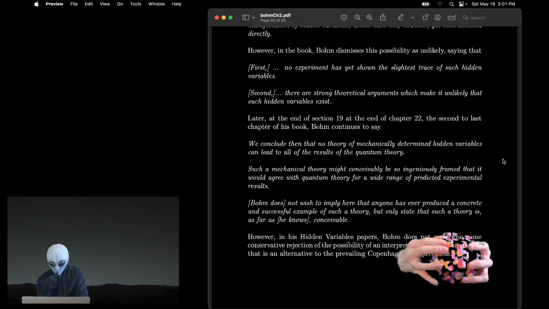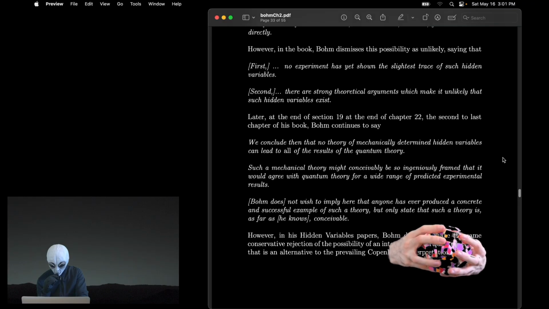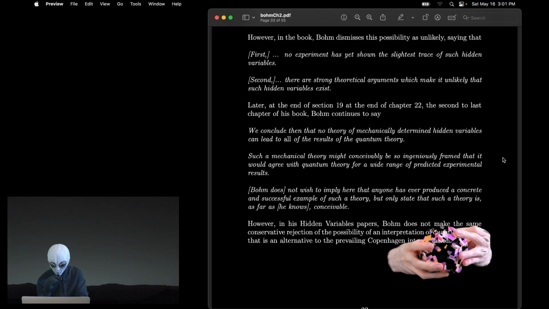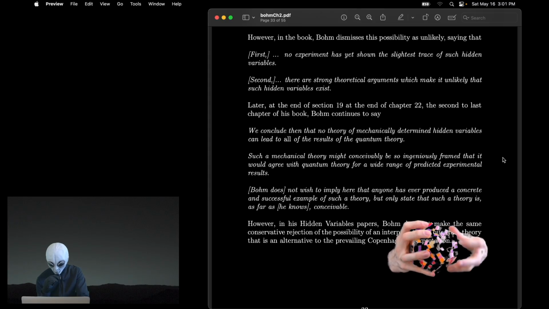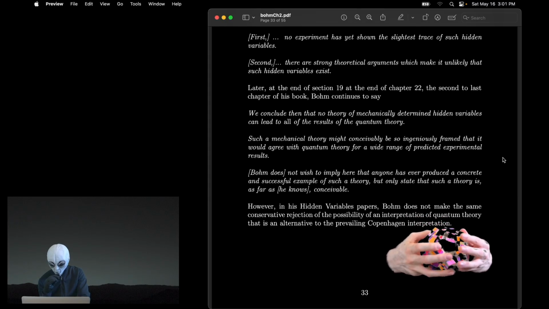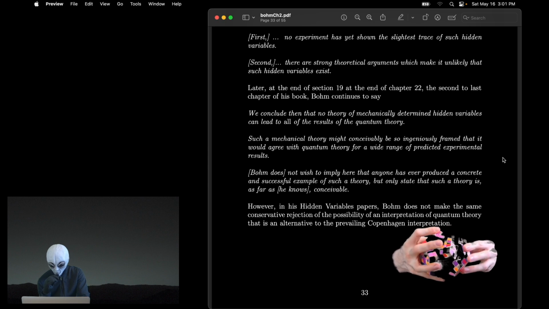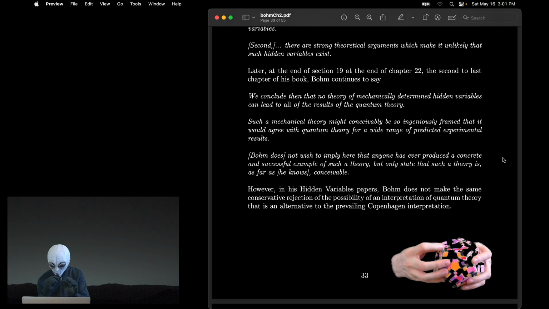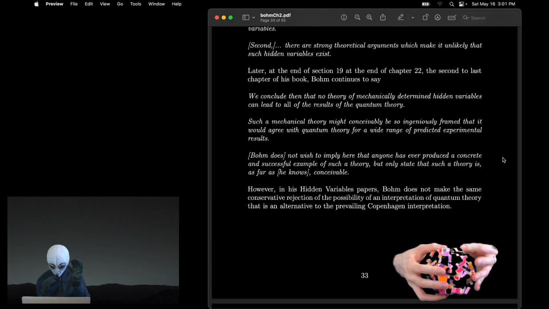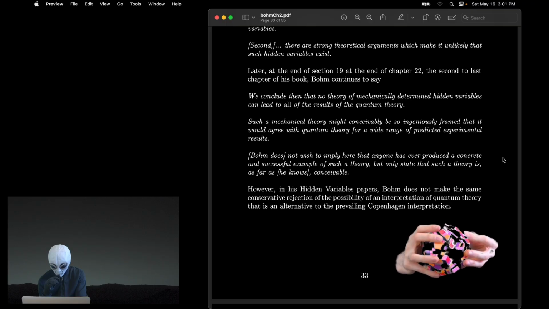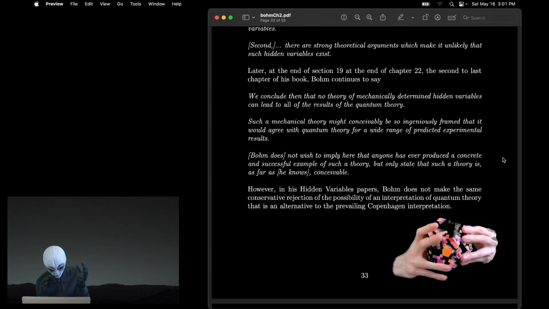Later, at the end of Section 19, at the end of Chapter 22, the second to last chapter of this book, Bohm continues to say, "We conclude then that no theory of mechanically determined hidden variables can lead to all of the results of the quantum theory. Such a mechanical theory might conceivably be so ingeniously framed that it would agree with quantum theory for a wide range of predicted experimental results." Bohm does not wish to imply here that anyone has ever produced a concrete and successful example of such a theory, but only state that such a theory is, as far as he knows, conceivable.